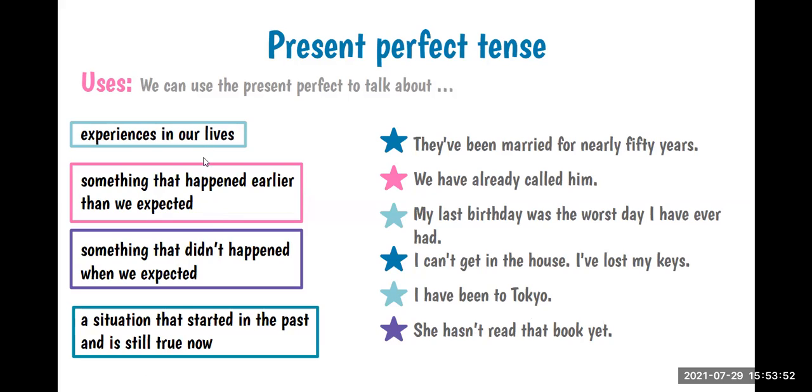Okay, so these are the different functions we have with the present perfect. I want you to write one sentence for each one of the situations. I want you to talk about an experience in your life, something that happened earlier than you expected, something that didn't happen when you expected, and a situation that started in the past and is still true now. I'm going to give you some minutes so you can write down your sentences and then we're going to check together.